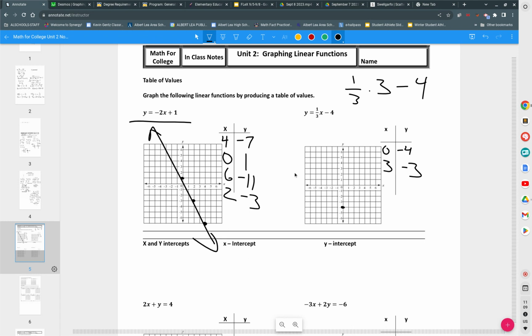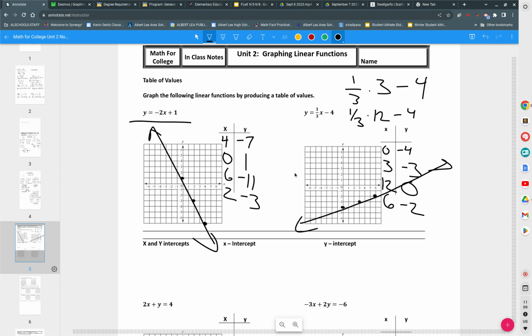What's another number divisible by 3 that you'd like to plug in? 12. 1/3 times 12 minus 4. So 1/3 of 12 is 4, minus 4 is 0. Does 12, 0 fit on my screen? No, it doesn't. Let's try 6. 1/3 of 6 is 2, and 2 minus 4 is -2. You can see I've got a line. First way to sketch a graph: create a table.